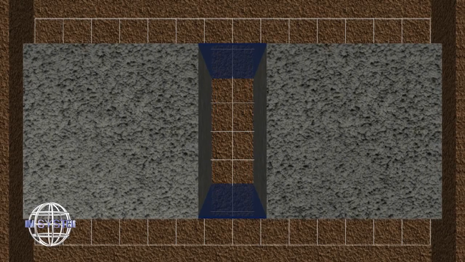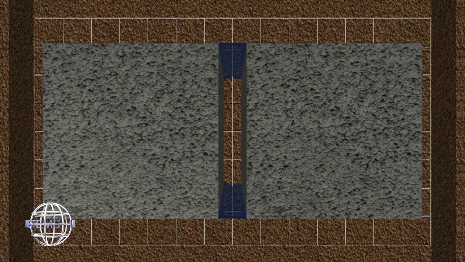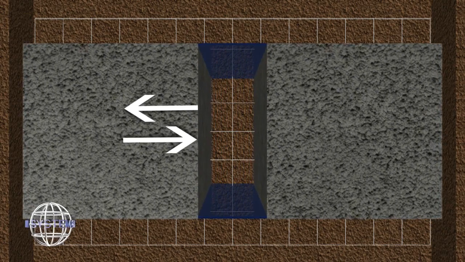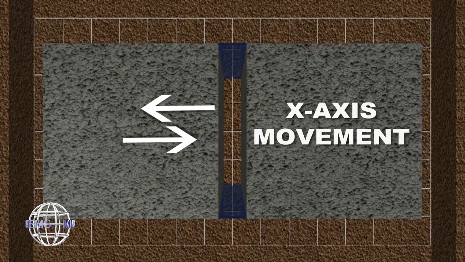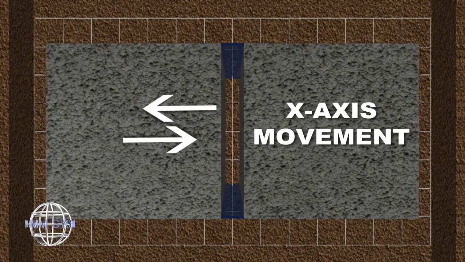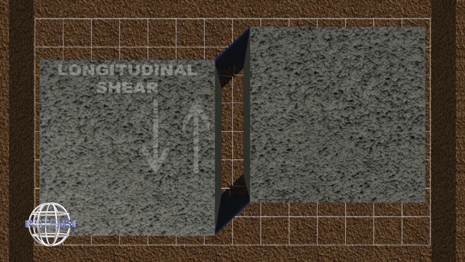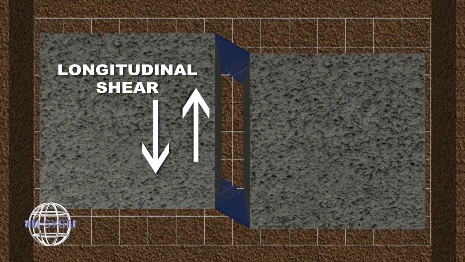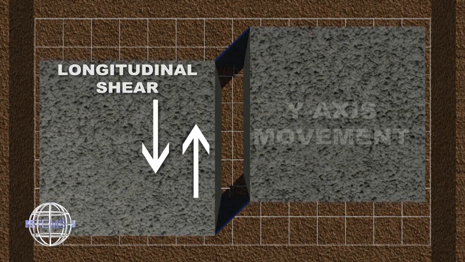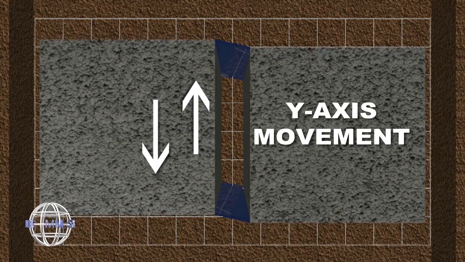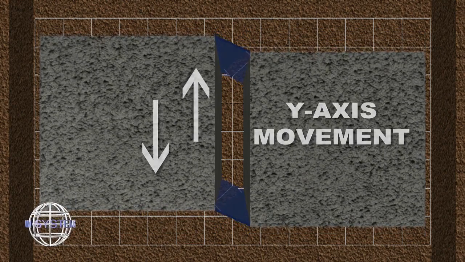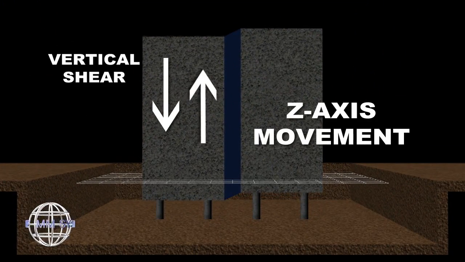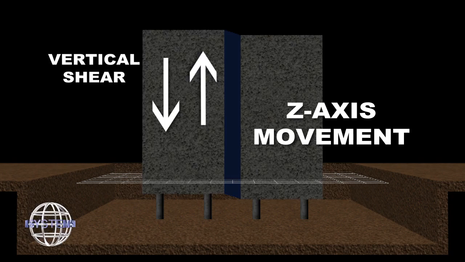Seismic events cause building structures to move significantly more than ordinary thermal movements. Expansion and contraction perpendicular to the joint opening is known as the X-axis movement. Movement parallel to expansion joints occurs when structures experience longitudinal shear. This parallel movement is referred to as the Y-axis movement. Vertical shear between structures is called the Z-axis movement.